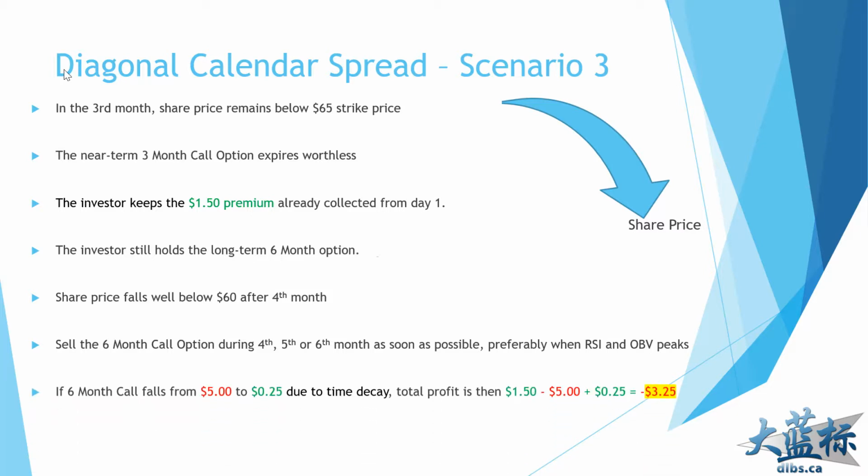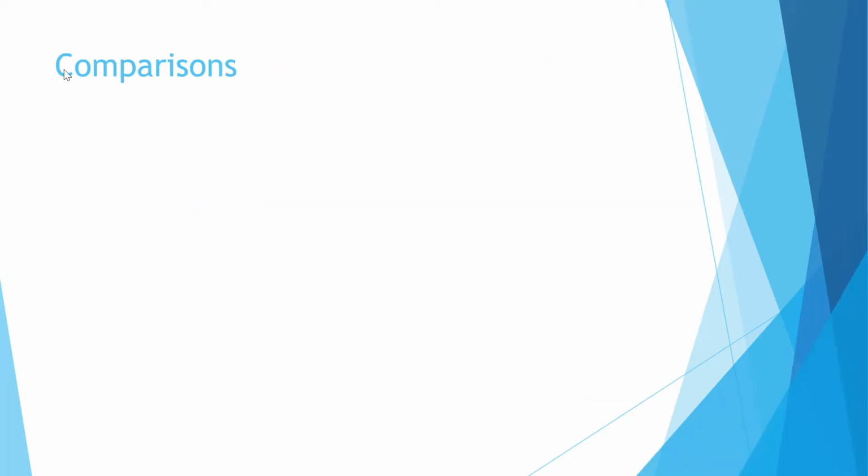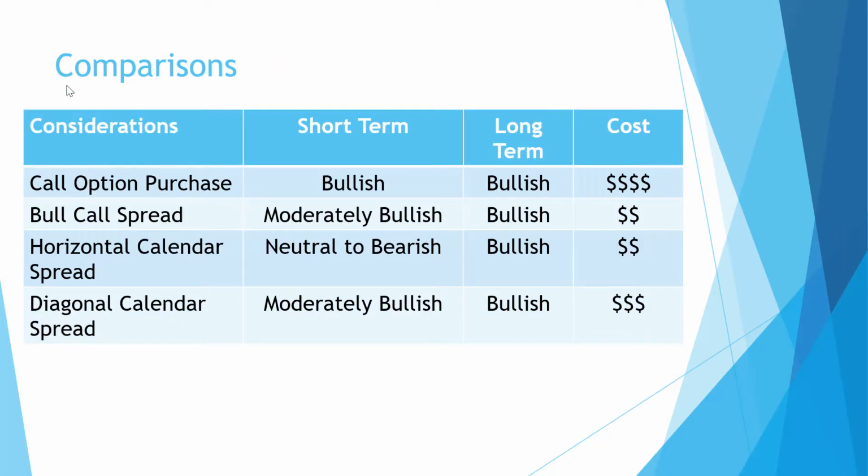And let's say my option has eroded from $5 to 25 cents. So my profit now is $1.50 from the premium for the call option sold, plus 25 cents for my residual value, minus the $5 I spent on the call purchase for 6 months, and my net loss is $3.25, still less than $5. So to compare everything, the single leg call option was the most expensive, but had the most delta for us to capture most of the gain.